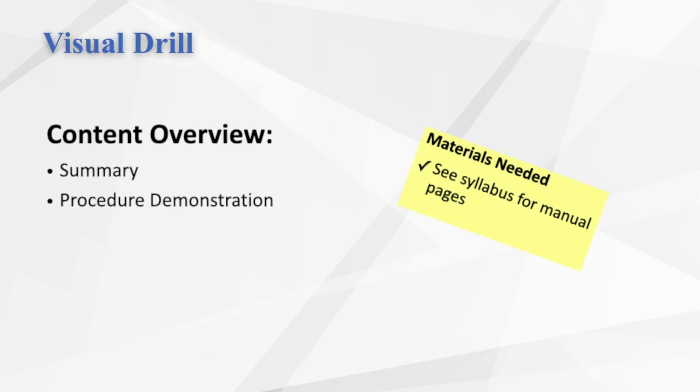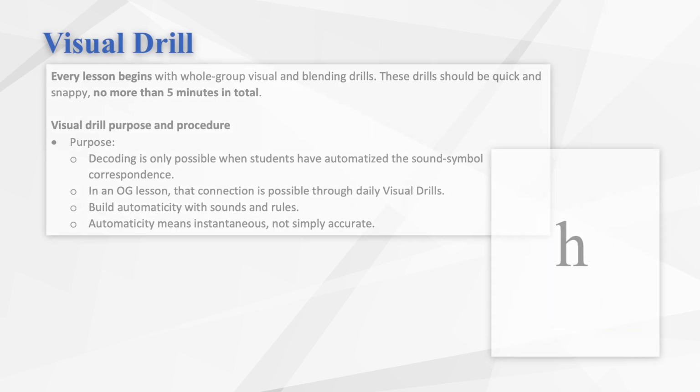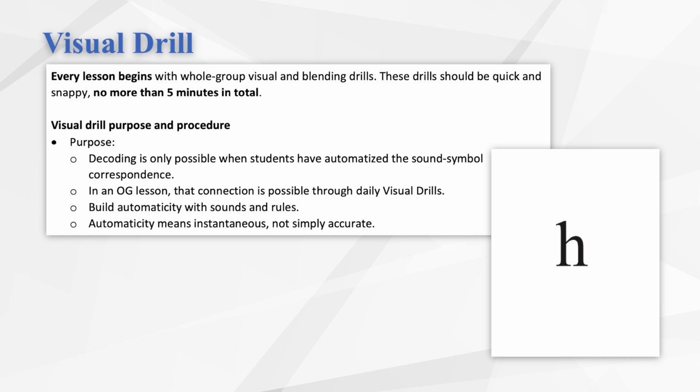In this section of training, we will explore the visual drill in an Orton-Gillingham lesson. We'll go over some important background information, offer some teacher tips, and watch a short video demonstration. Every OG lesson begins with a visual drill. A visual drill should be quick-paced and last no more than 2 or 3 minutes of the overall lesson.